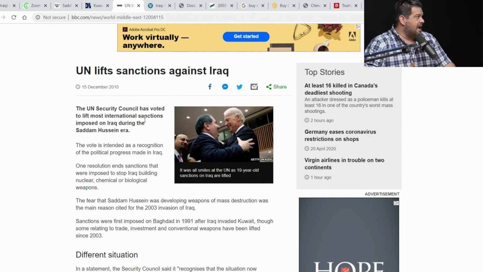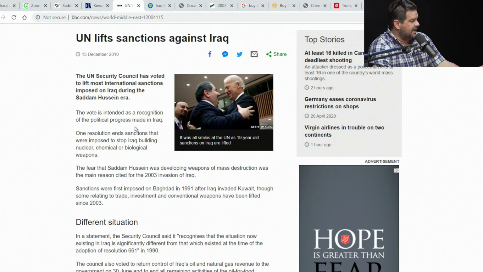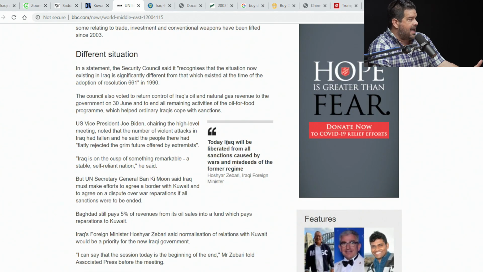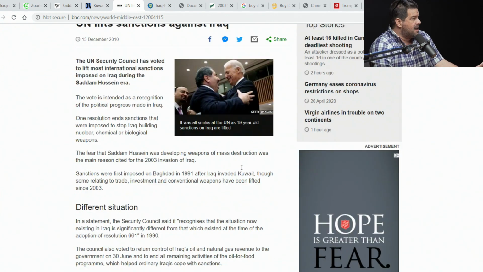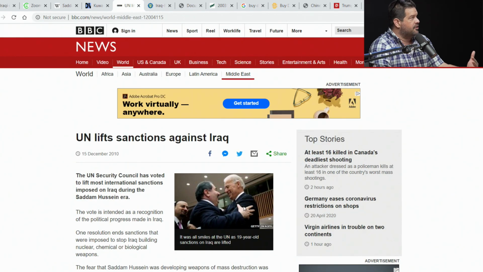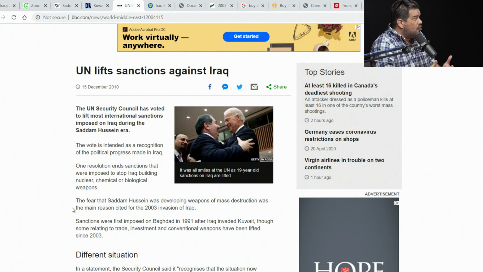Which is a little surprise to me because the UN lifted the sanctions in 2010. It actually says here, today, Iraq will be liberated from all of the sanctions caused by the wars and misdeeds of the former regime. So basically, now that the former regime's out of the way, they have a new government, they have new legislation, the UN came in and said, we're going to remove these sanctions. The U.S. did the same thing, said they were going to remove these sanctions.